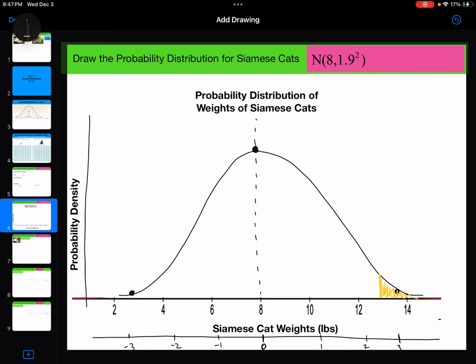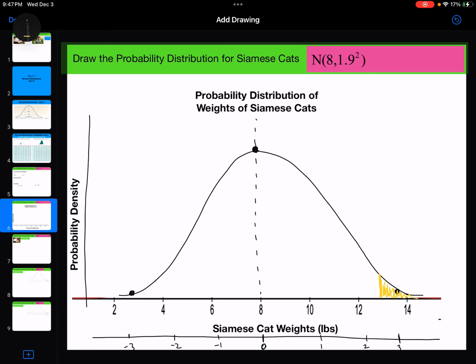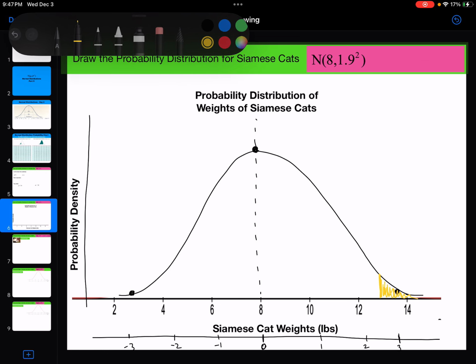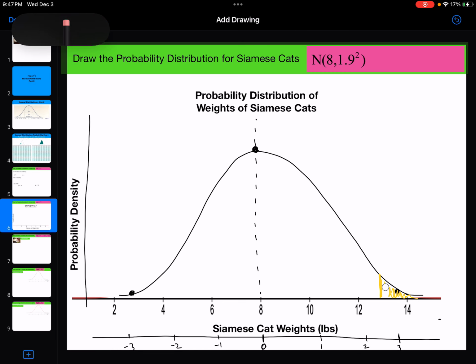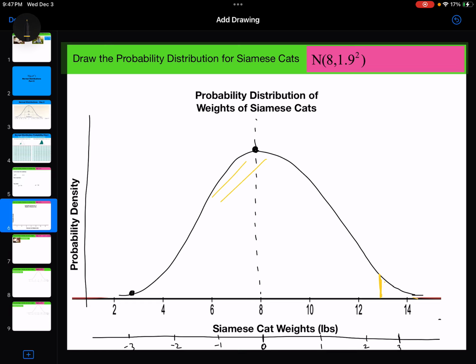All right, but the first question we're going to look at actually is what percentage of Siamese cats have a weight less than Sasha? So we're not actually going to look at this yellow spot for above Sasha. We are going to first look at what percent have a weight below Sasha. So I'm just erasing what I colored in there so that I can actually color in the area below. So I'm just going to go through and do some lines to shade it in like this.